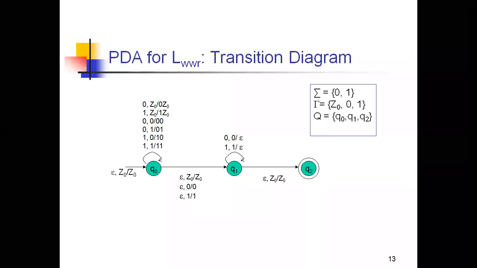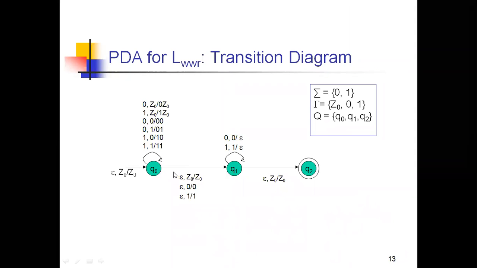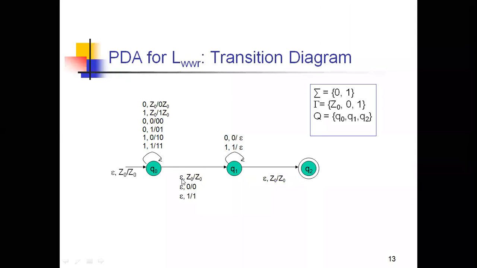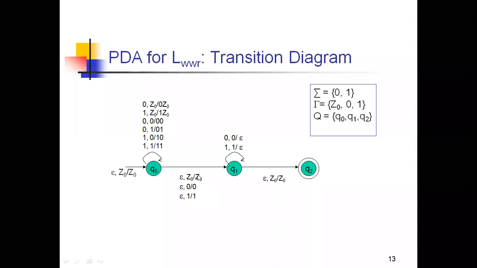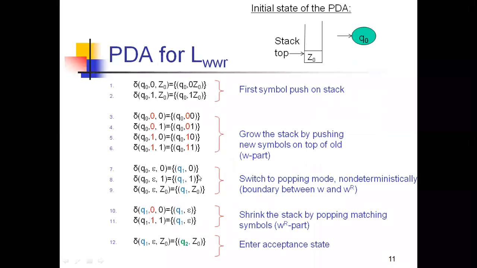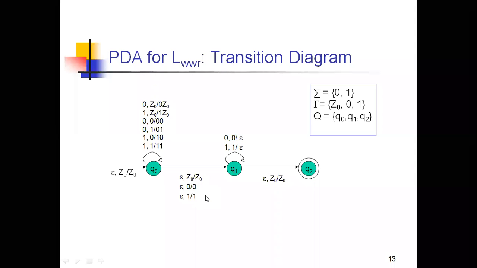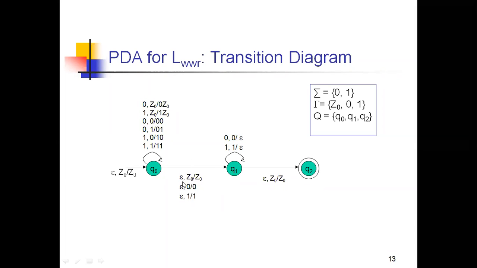And then from q0 to q1, when I'm reading input epsilon with z0, with 0, and with 1, I am getting the output states. What output states am I getting here? q0 epsilon, q1, q1, q1. That's why we make a transition from q0 to q1 with these inputs, right? The outputs are z0, q1 z0, q1 0, q1 1, right?